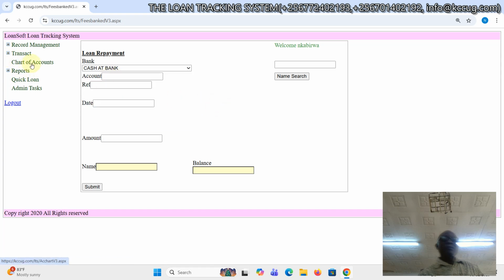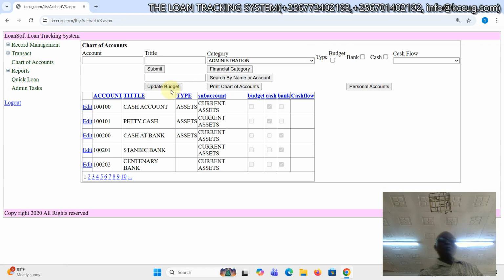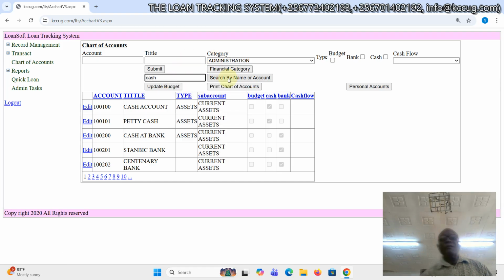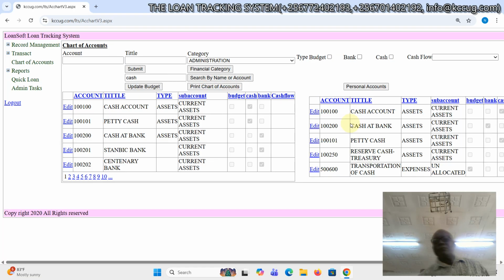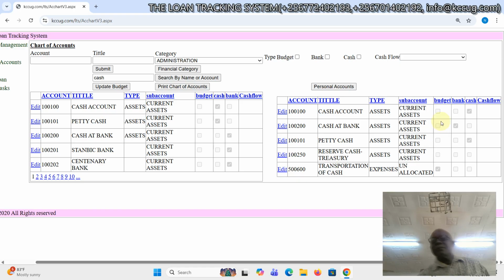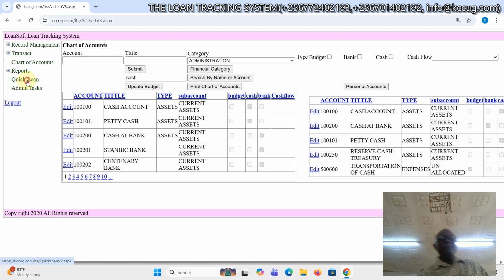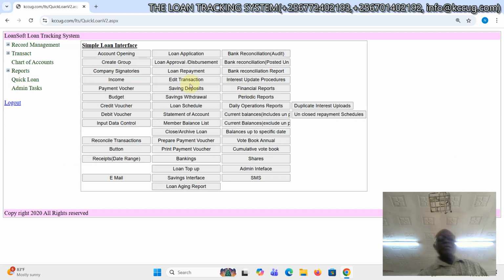My cash account here has been disabled. Somebody can pay by cash. The cash should appear here. Search name, cash account is ticked, but I don't know why it is not flagging there. I will check and find out. Let me check. We're doing a direct deposit.